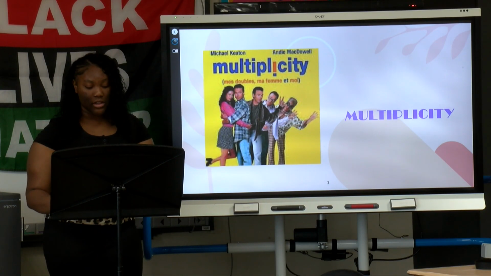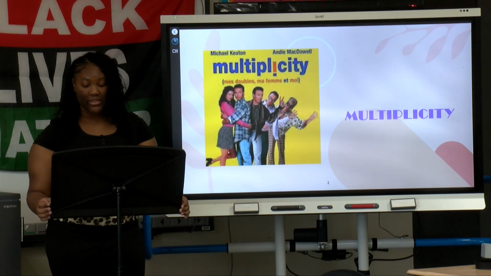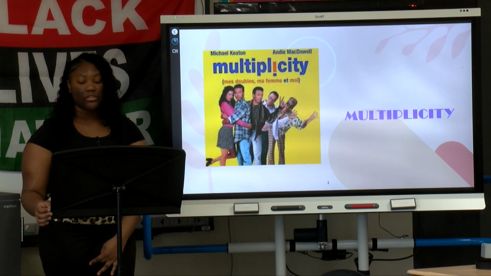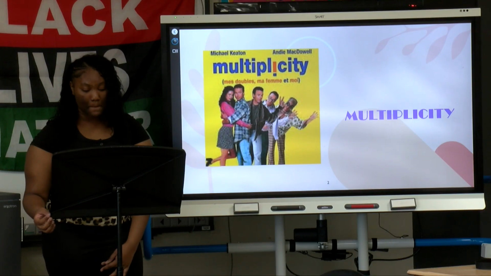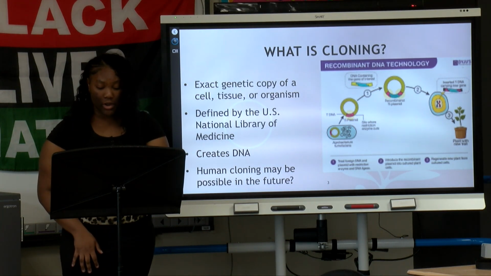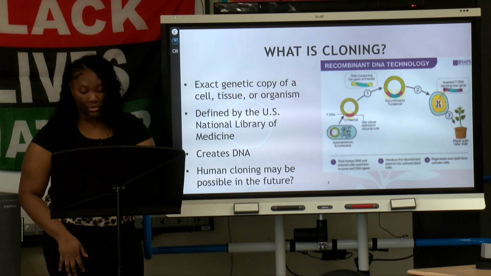That person was created in a laboratory to be exactly like you, your exact genetic copy. While this idea sounds like something from a science fiction movie, some scientists believe human cloning could eventually be possible. Cloning is a process of creating an exact copy of a cell, tissue, or organism. According to the U.S. National Library of Medicine, cloning makes an exact copy of another organism's DNA, tissue, or cell.